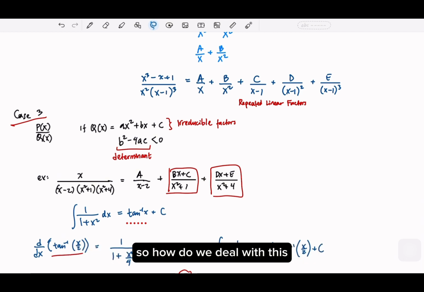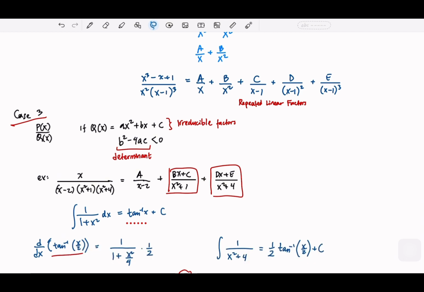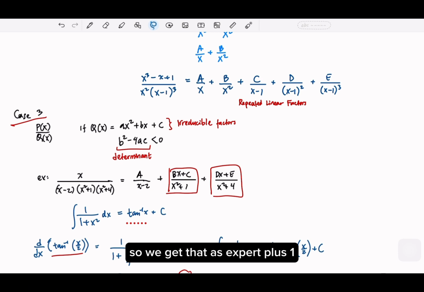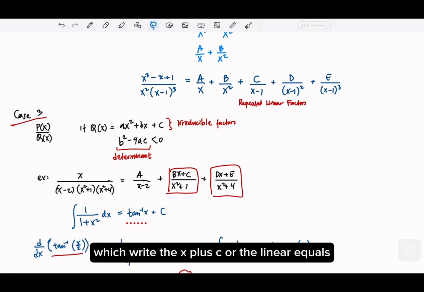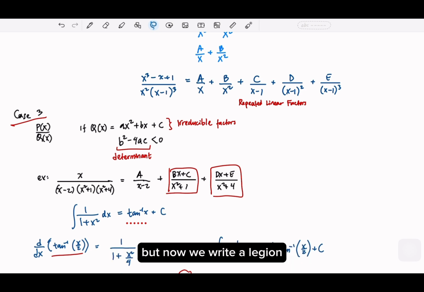So how do we deal with this? We keep that as a whole, so we keep it as x squared plus 1. What is the implication of that? At the top of the equation, we need to write Dx plus C, a linear expression. We don't write a constant anymore, but now we write a linear expression.